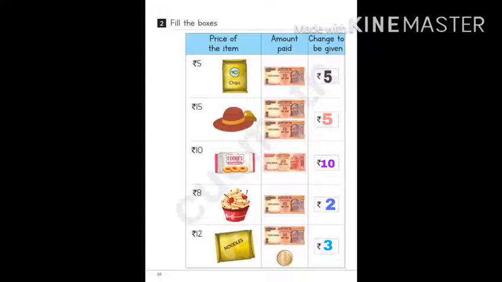Then the ice cream is 8 rupees. And how much money is being paid? 10 rupees. So how much change will you get back? Rupees 2. Then again the noodles are 12 rupees. And how many rupees are paid? 15 rupees. So altogether the change you will get back is rupees 3.